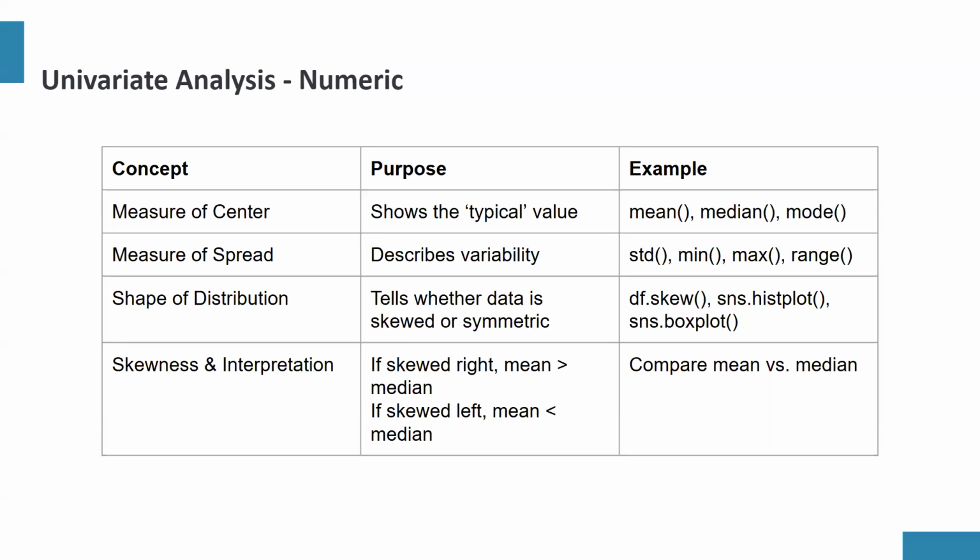A left skew is going to be the opposite direction. So a common example is most people retire in their 60s, but there are a few people who retire early. So my median will be there around the 60s, but my mean might be pulled down. So I would be familiar with how skewness impacts mean and median.